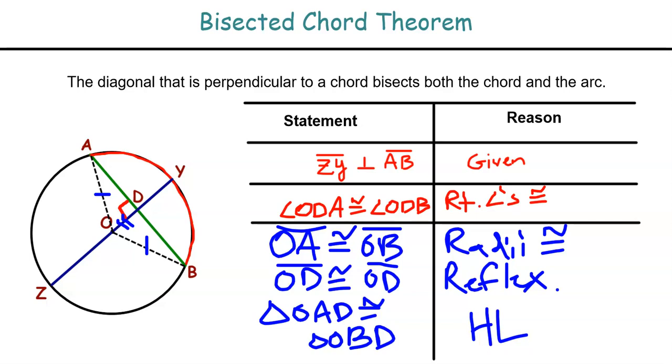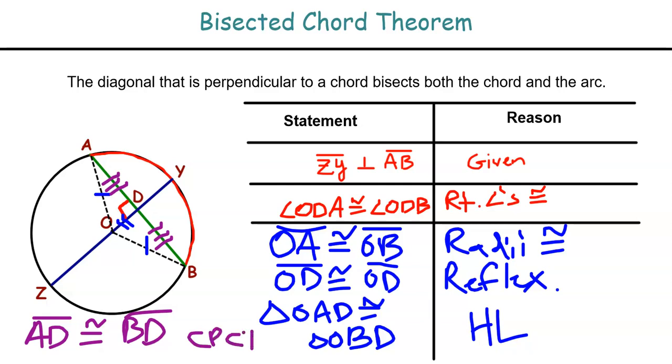Well, now that we have that, we have basically everything we need to know about this circle in order to say that the chord and the arc are both bisected. So immediately from CPCTC, we can say that AD, rather, and BD are congruent. That is because of CPCTC. That gives us that the chord is bisected. We can mark that off as something that we have shown. And now we want to say something about the arcs.